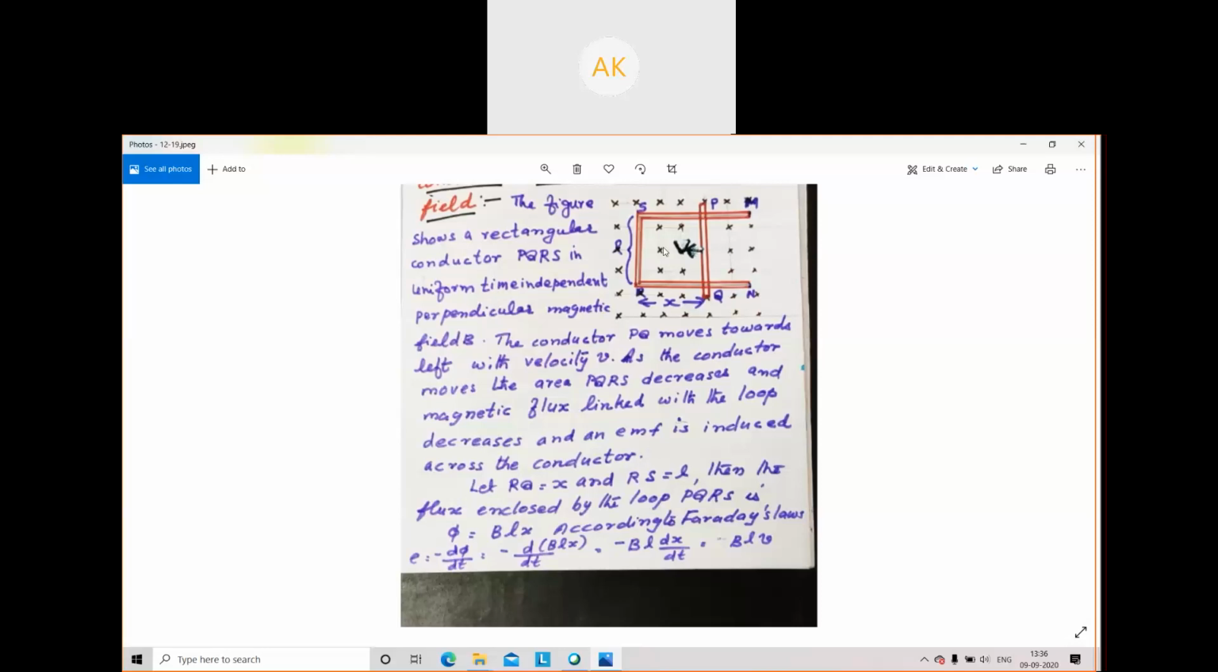So what is the angle between B and A? B is perpendicular. Keep your forefinger perpendicular to that rectangle, touching it. The area vector is also perpendicular to that. So what is the angle between B and A?